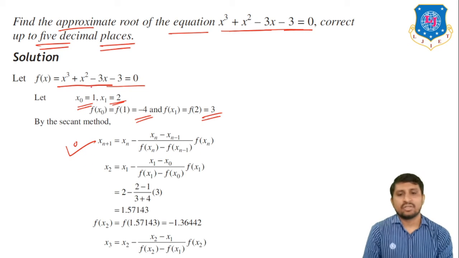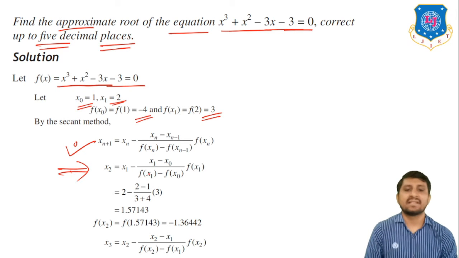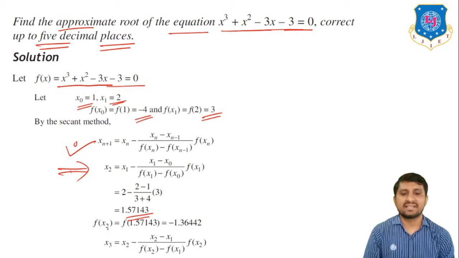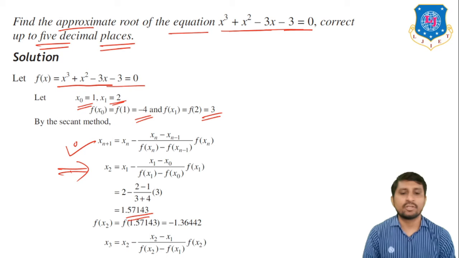Now because your root lies between x0 and x1, when we find our next approximation x2, we have to use x0 and x1. So x1 minus x0 upon f of x1 minus f of x0, into f of x1. So 2 minus 1 upon 3 plus 4, into 3. So 1.57143 is x2, and f of x2 you will get minus 1.36442. Please, all the students, calculate all these values.